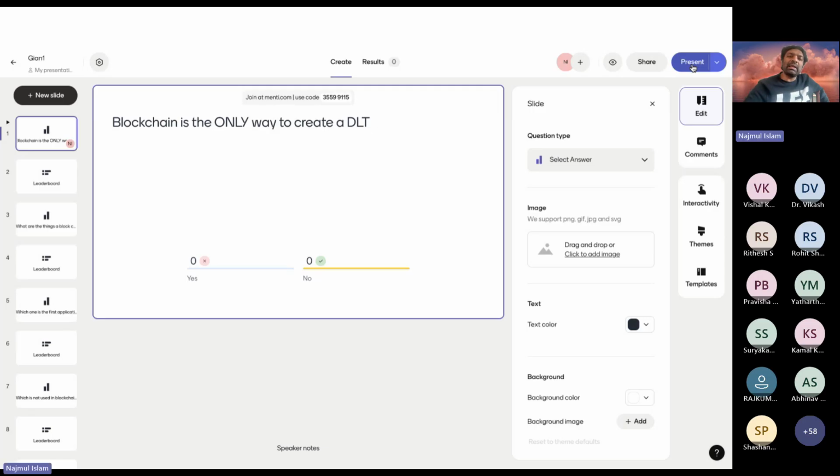Okay, let's go to the next question. Now we have a leaderboard, you can see. Everyone who got a right answer got some points, but I do not know why it shows only a few people. Now the second question: what are the things a block contains? Reference to the previous block, timestamps, data, signature, all the above.